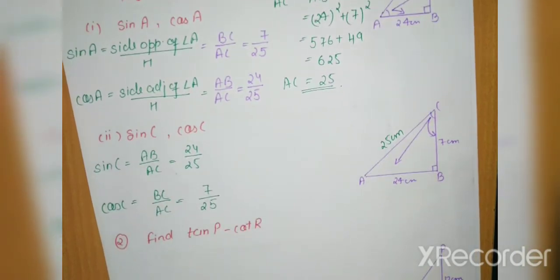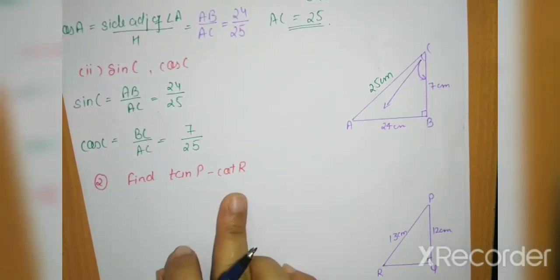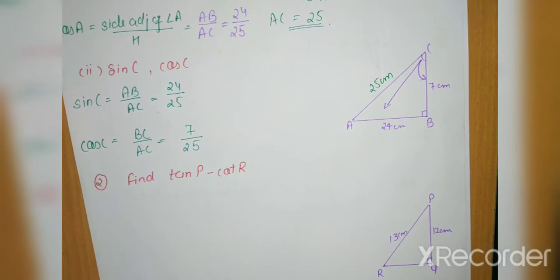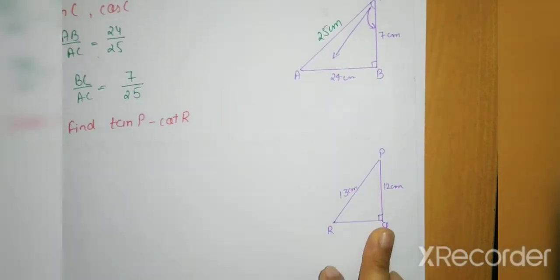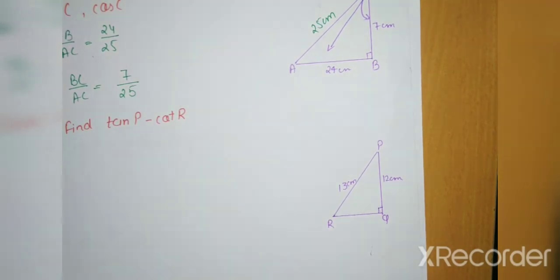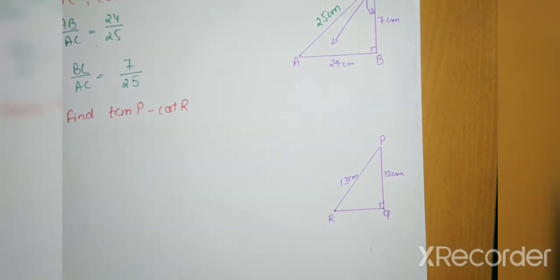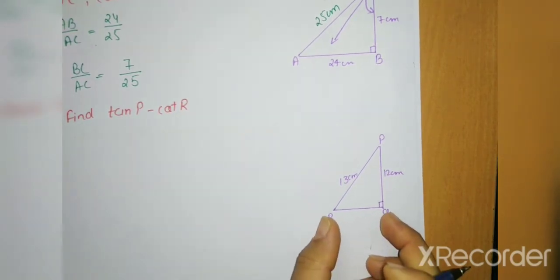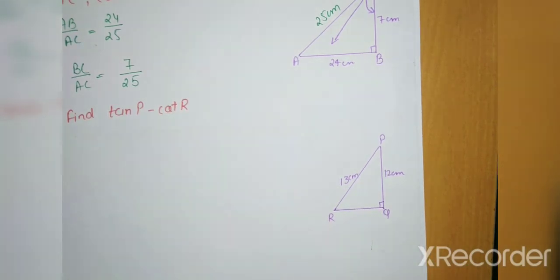Now moving on to the next question. There we have tan P minus cot R. This is the figure, triangle PQR, right-angled at P. For tan P and cot R, do you need the hypotenuse? No, because it doesn't come in them. But we need to find this side also, because for tan and cot, I should know the perpendicular as well as the base.